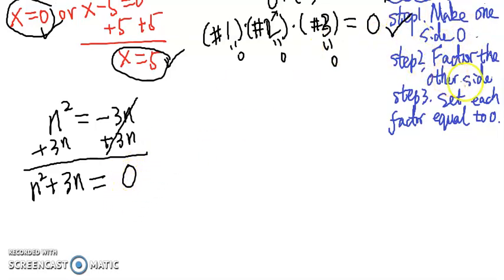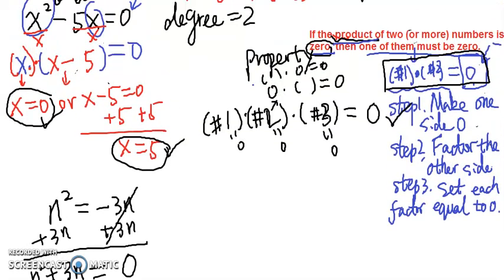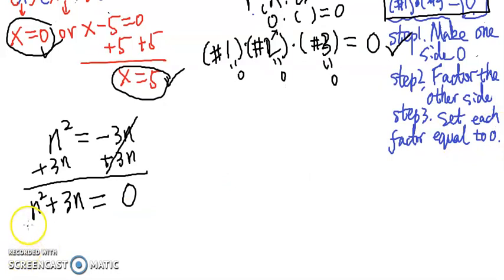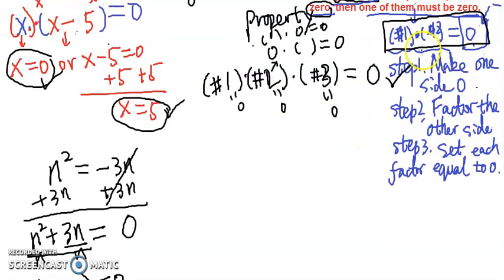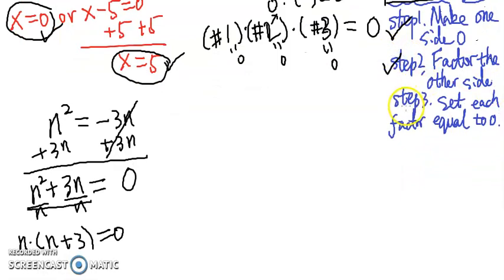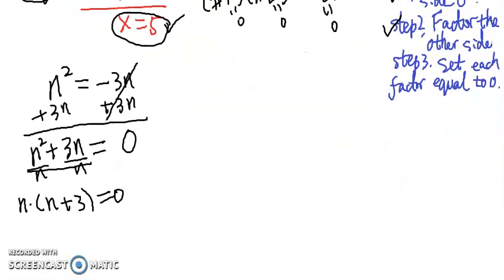The second step, you need to factor the other side because we want to have something times something. So again, so far we only learned greatest common factor. So we're going to find that n squared and n have an n in common. So we factor out n and divide both of them by n. So we're going to get n times n plus 3 equals 0. So now we have the format we need. Something times something equals 0. Step 2 is finished. So we just need to do the last step, step 3.